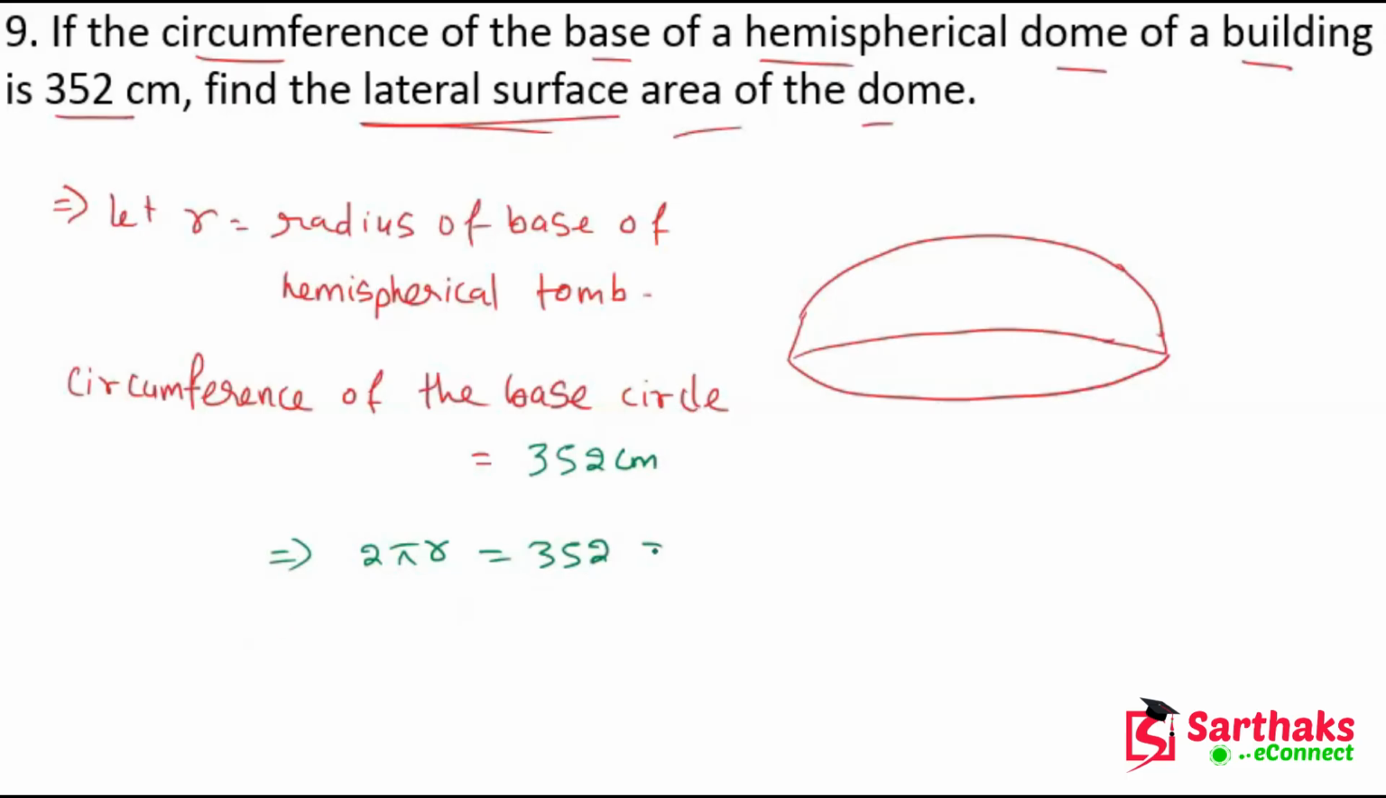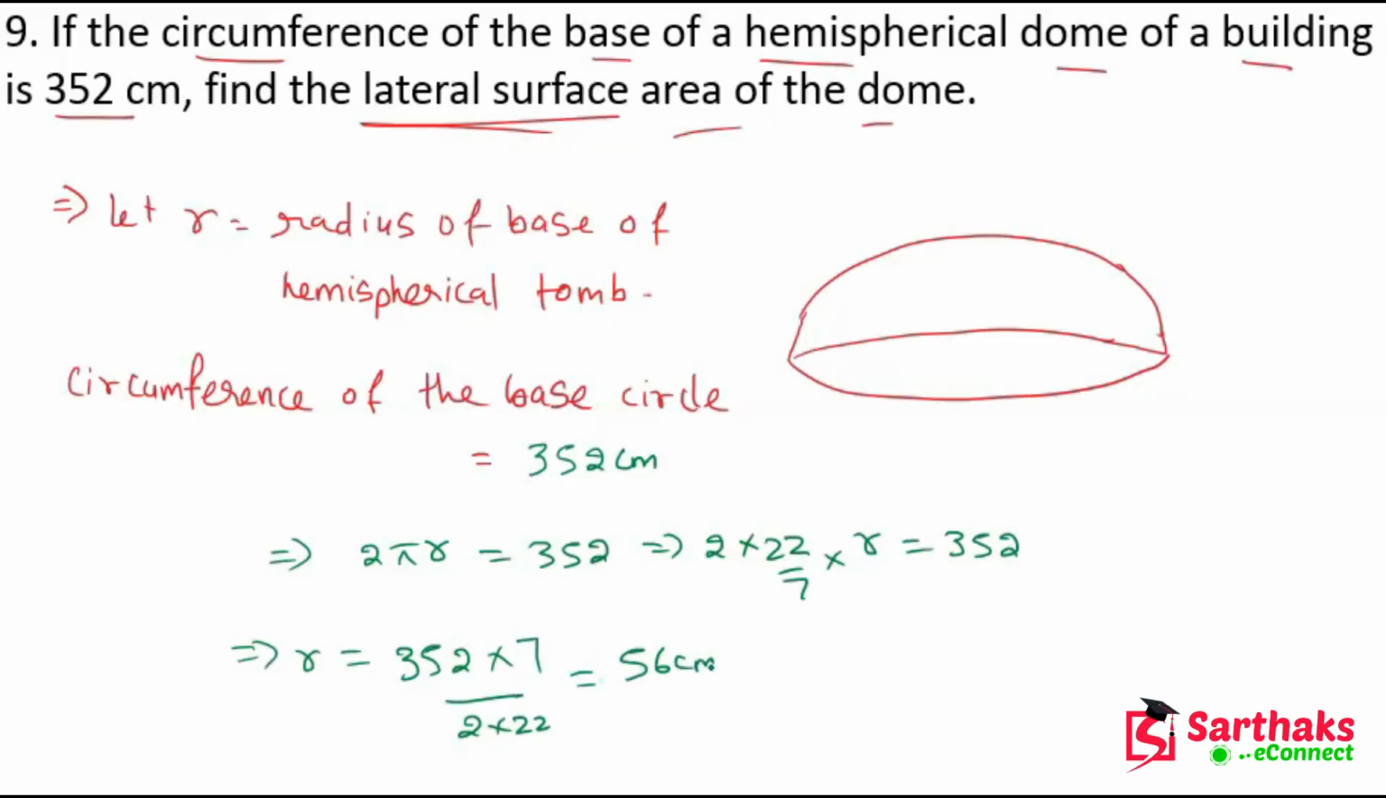Got it? Now here you can see that 2 into the value of pi is 22 upon 7, and we have to find r. So this is equal to 352. Now from this we can easily find r. So r will be 352 into 7 upon 2 into 22. After solving this we get 56 centimeter.